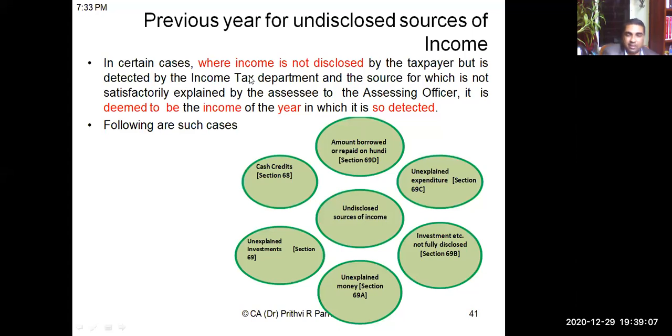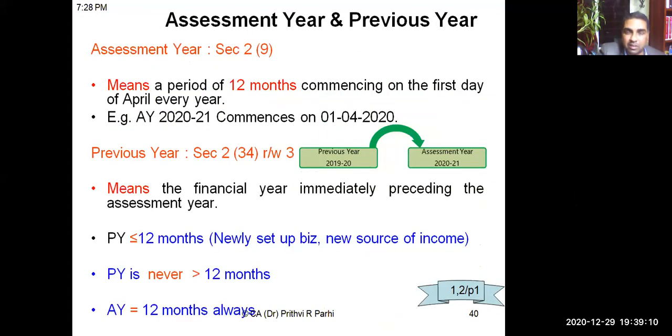Sir, previous year is written in section 2, clause 34, read with section 3. Why is it written read with section 3? Okay, why it is read with section 3 will be clarified to you when I show you exactly why it is relevant for you. So give me a moment for now.